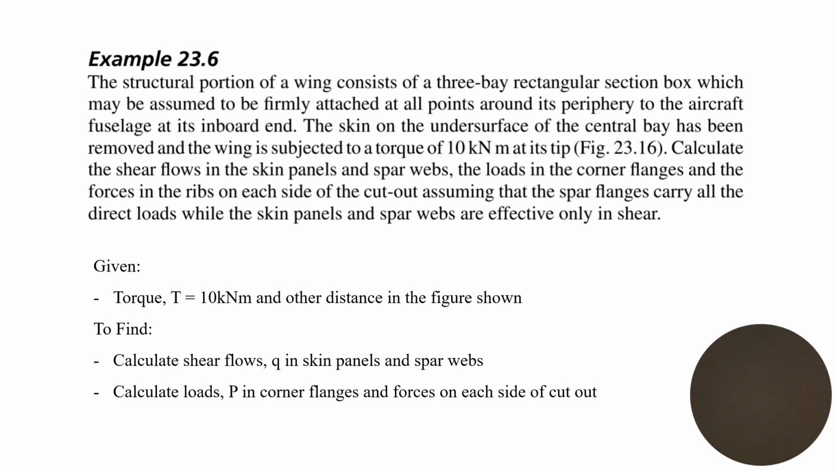It is about a wing consisting of a 3-bay rectangular section box. I have highlighted what is given and what is to find in this question. What is given is torque T equals 10 kilonewton meter and the other distances shown in the figure. What we need to find is the shear flows q in the skin panels and spar webs, and also calculate loads P in the corner flanges and forces on each side of the cutout. We will be looking at the diagram after this.